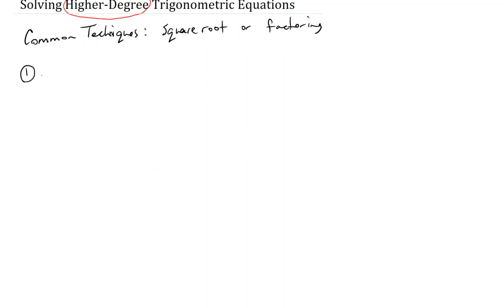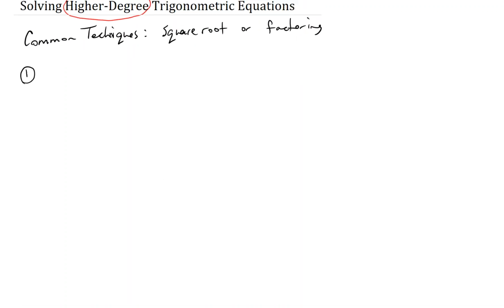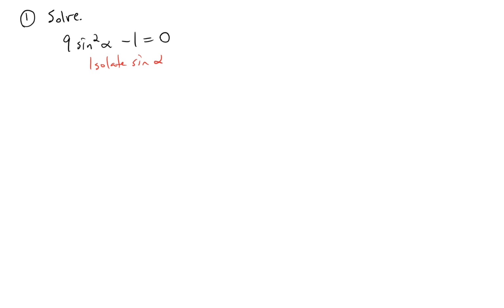Nothing terribly advanced here. We're just going to use what we know about solving some basic trig equations along with what we know about square roots and factoring. Okay, so let's say that I want to solve this equation, 9 sine squared of alpha minus 1 equals 0. So the first thing I'm going to do is isolate the sine of alpha, and then we'll figure out what alpha could be. So I'll add 1 and divide by 9. So sine squared of alpha equals 1/9.